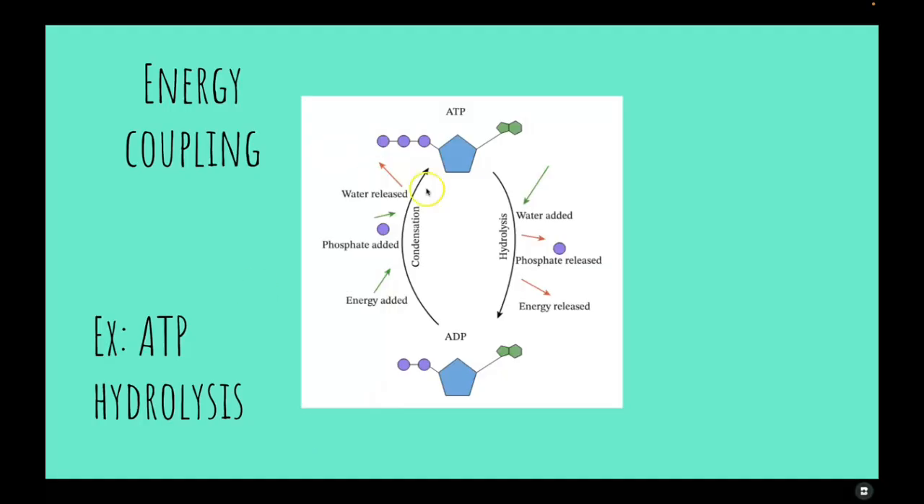And so here you can see that in ATP hydrolysis, water is being released, energy is being added in order to create something. And then here you have hydrolysis, which you need water, and you're going to release energy. Okay, so it's a chain. This is energy coupling. And you see this in ATP hydrolysis. Okay.